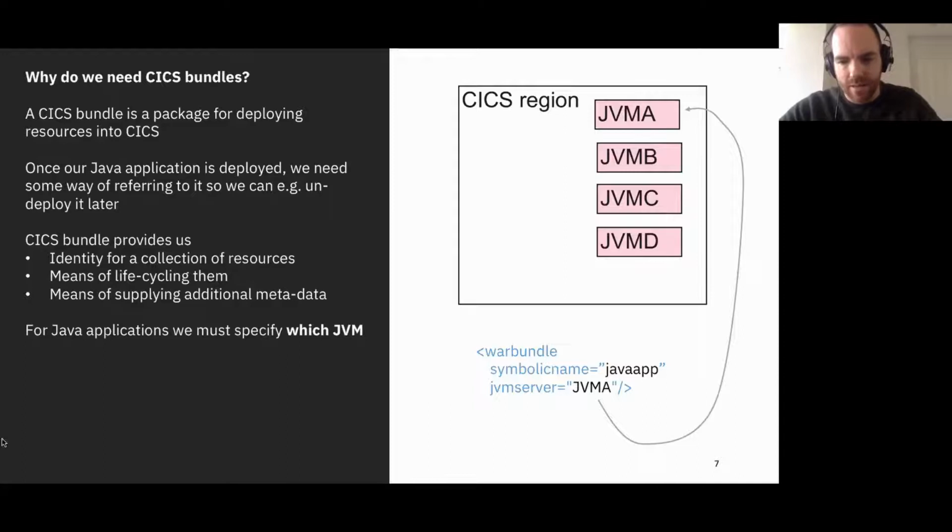On the right-hand side here, you can see I've got this snippet of XML, and that tells us the name of the application we're deploying and which JVM it's going to go into within our CICS region. So it's important in our tool chain, when we're authoring applications in Java and we want to deploy them into CICS, that we have some way of providing this information so that when we deploy the bundle, it knows where to go.